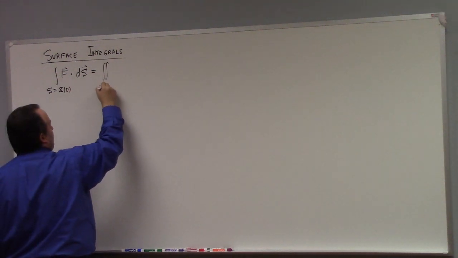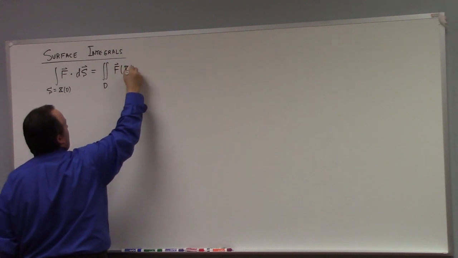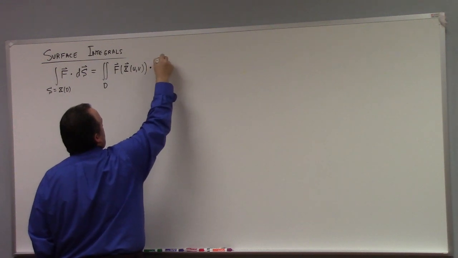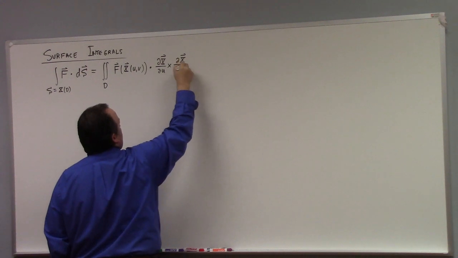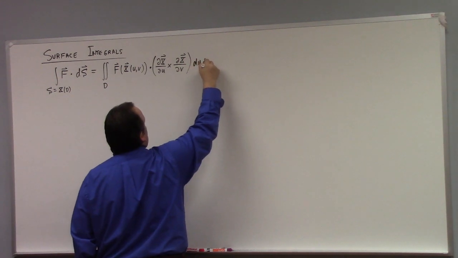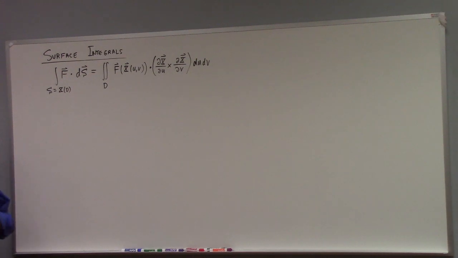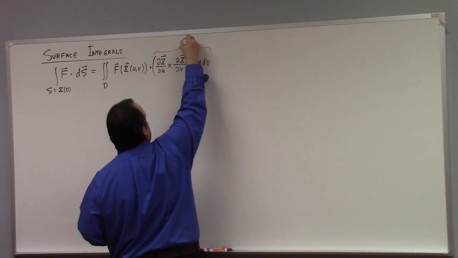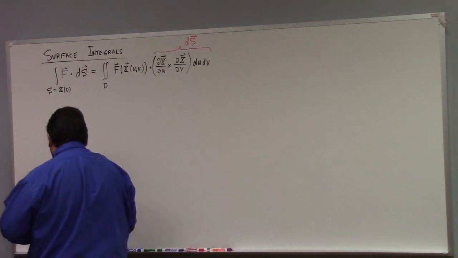S is actually equal to, let's say, big X of D. So the integration is over the parameter domain D. You take F, you evaluate it at your parameterization, and you take the dot product with the cross product of your partial velocities. As we discussed, we could call that the vector surface area element, or the infinitesimal vector surface area element. So basically this right here is what I call dS vector.